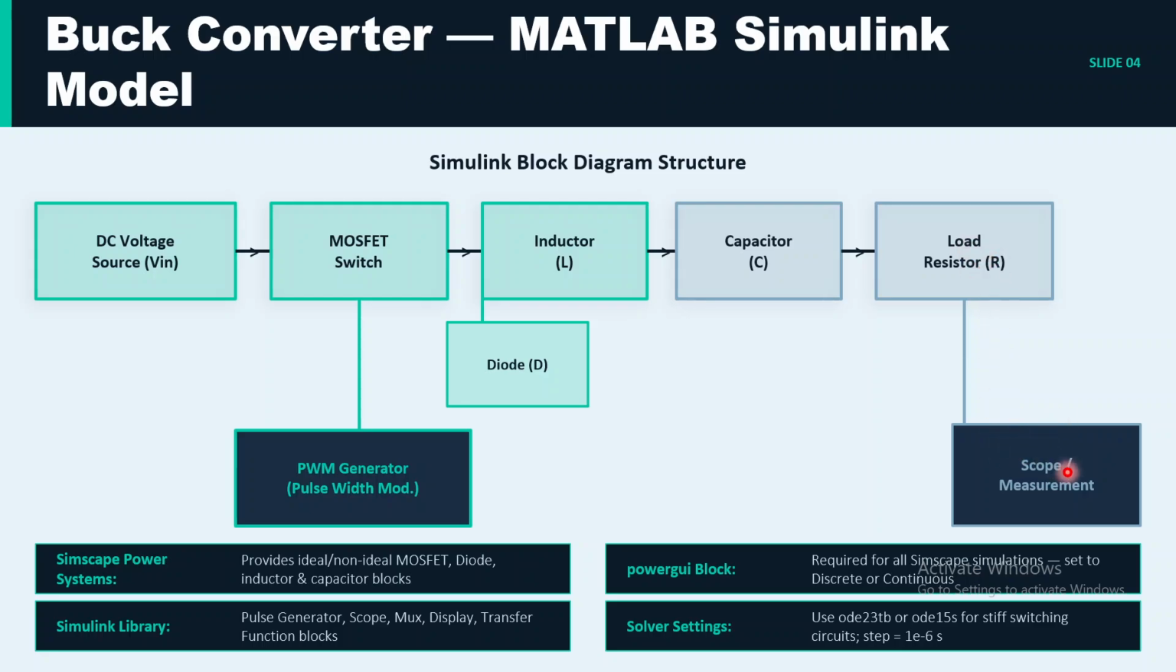Here you can get the output. You can add a scope or display across the load and check the output voltage. For the switch there is a PWM generator. You should give pulse width modulation signals to the MOSFET switch; to turn the switch on and off, you need to give the PWM signals. So this is the block diagram of the buck converter.